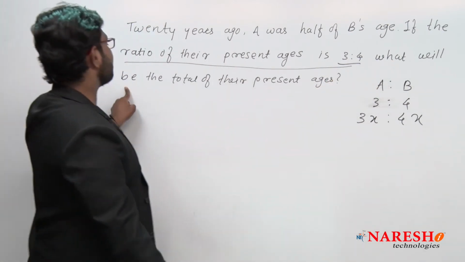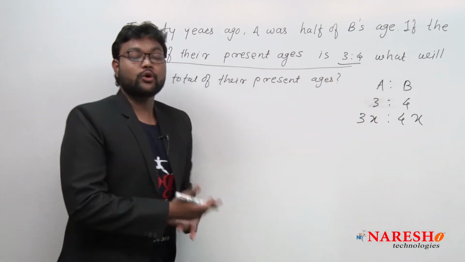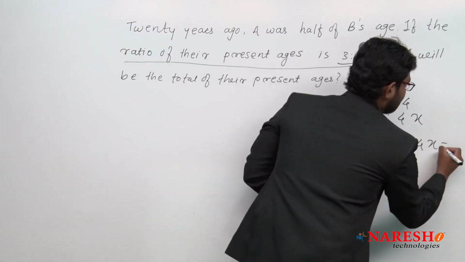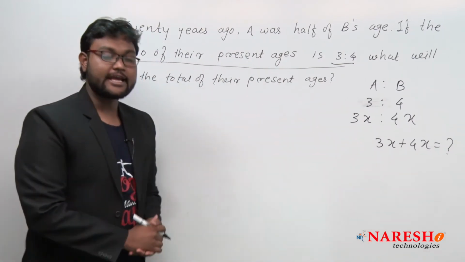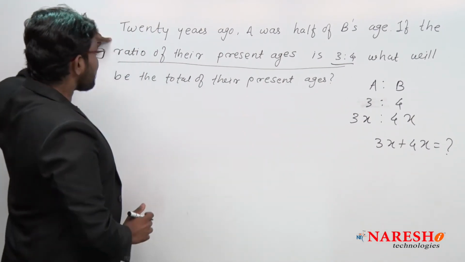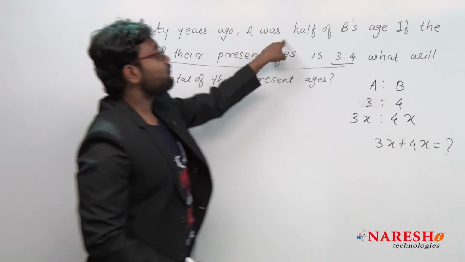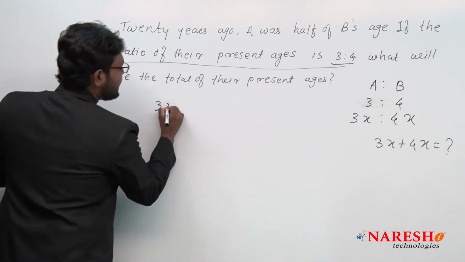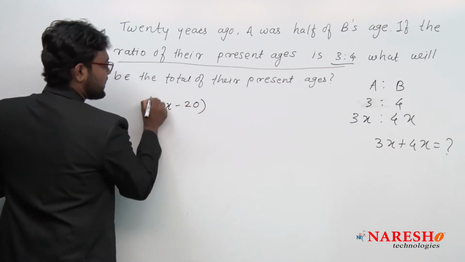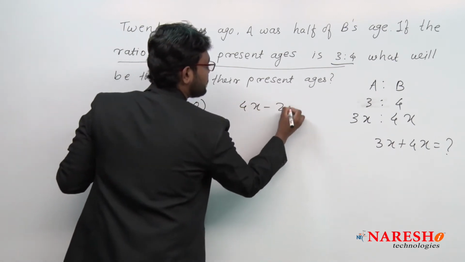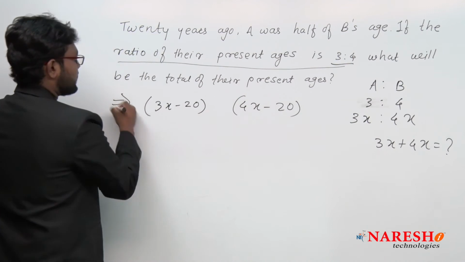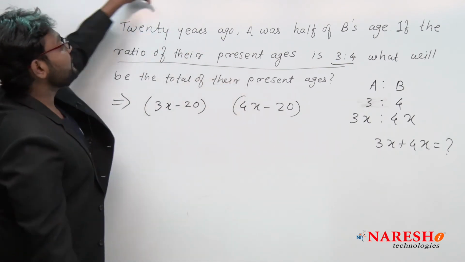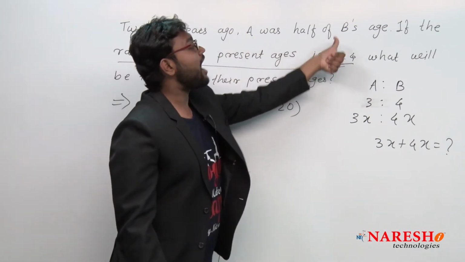Now what do we have to see? What will be the total of their present ages? Total means we have to calculate 3x plus 4x. We need to calculate this now. Let us see how to deal with this question. 20 years ago, A was half of B's age. 20 years ago means 3x minus 20 and 4x minus 20. What are they telling? 20 years ago, A was half of B's age.